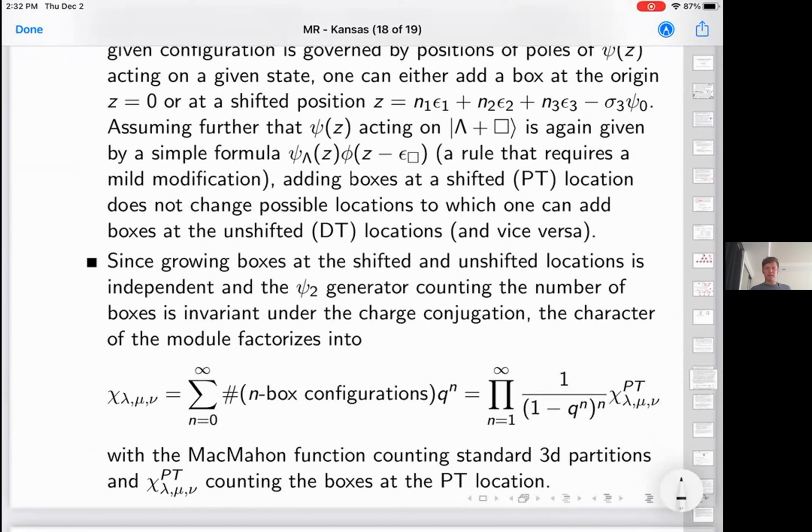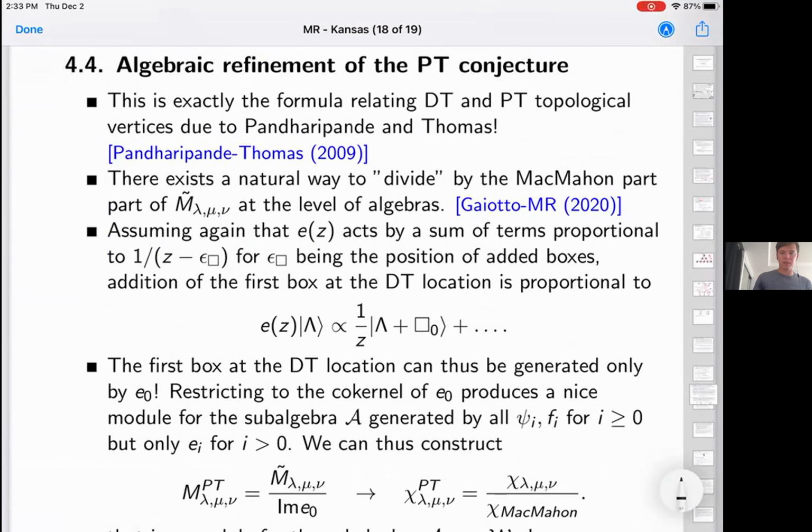But the whole consequence of this argument is that the character of this conjugate module actually equals the character of the non-conjugated module, because the generator that counts the number of boxes is independent of this charge conjugation. It is given by two factors. One factor, the McMahon function, counts the standard 3D partitions, and another factor that I denote as chi PT lambda mu nu counts boxes at this PT location. But this is exactly the formula relating the DT and PT topological vertex from the work of Pandharipande-Thomas.